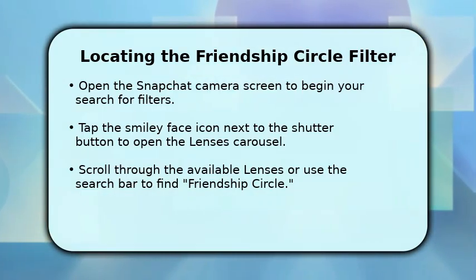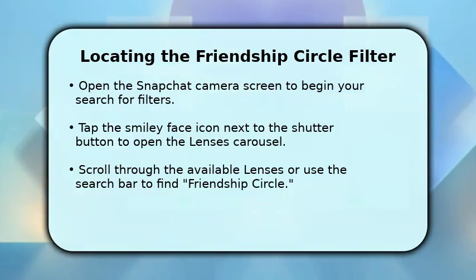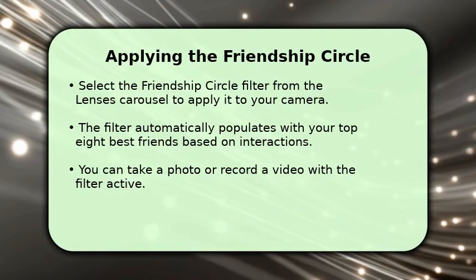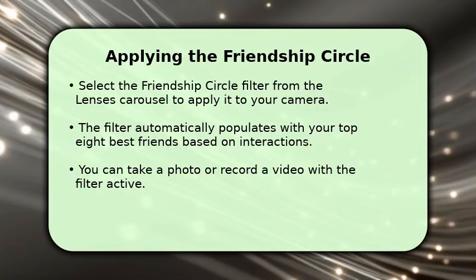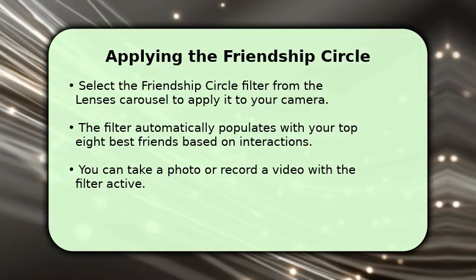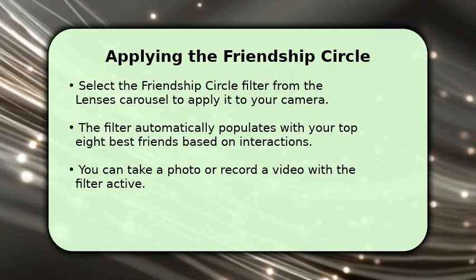If you don't see it immediately, simply use the search bar at the top of the Lenses section and type Friendship Circle to quickly locate it. Once you've found the Friendship Circle filter, tap on it to apply it to your camera view. The filter will automatically analyze your interactions and display your top 8 best friends within the circular graphic.